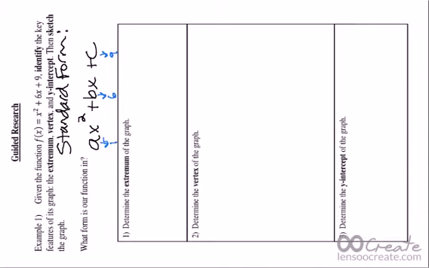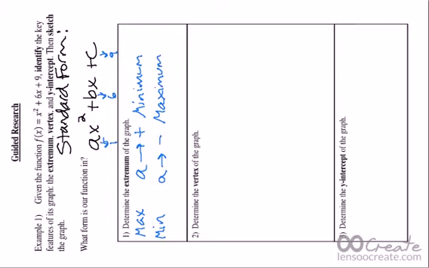Alright, the first thing we want to do is determine the extremum of the graph. Extremum is a fancy word for just saying, is this graph going to have a maximum or a minimum? So we know we're going to have a maximum or a minimum. What you want to look at here is that number a, or the letter a, which in this case is 1. When a is positive, we're going to have a minimum. When a is negative, we're going to have a maximum.